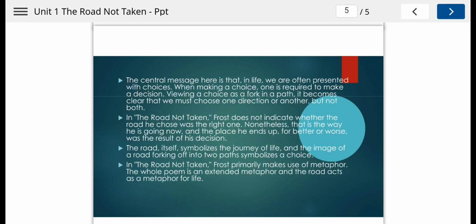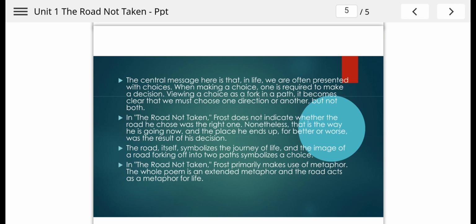The central message here is that in life we are often presented with choices. When making a choice, one is required to make a decision. Viewing a choice as a fork in a path, it becomes clear that we must choose one direction or another, but not both. In The Road Not Taken, Frost does not indicate whether the road he chose was the right one. Nonetheless, that is the way he is going now, and the place he ends up, for better or worse, was the result of his decision.